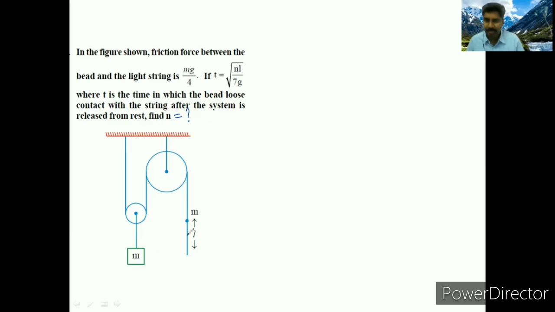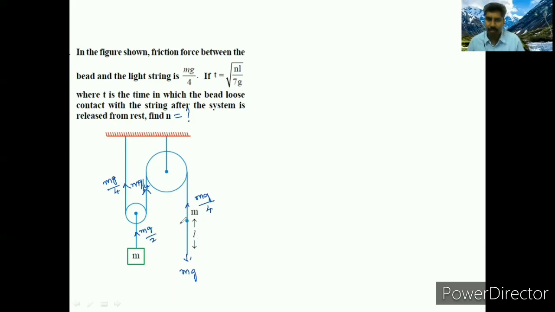Here, the bead is coming downward, so its weight mg is downward. Friction is upward, and the frictional force value given is mg by 4. This force is also passing here, mg by 4, and this side also mg by 4. Now here we will get mg by 2.